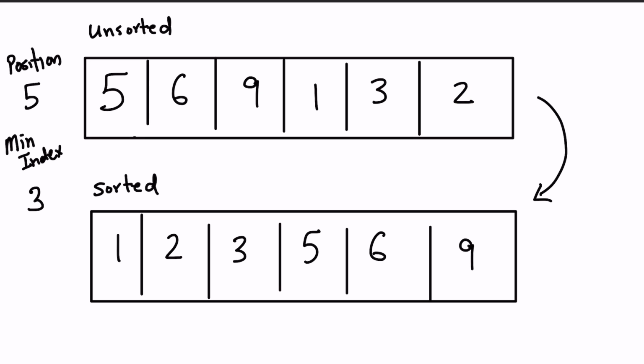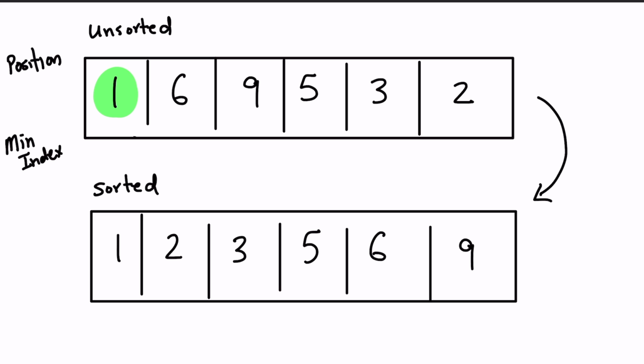With our first pass complete, we now know that the value 1, which is at index 3, is the smallest value in our array. This means it should be moved into the first position. We accomplish this by swapping the first position element with the element we know to be the smallest. We now have a subset of our array, just the first position, which is sorted correctly.